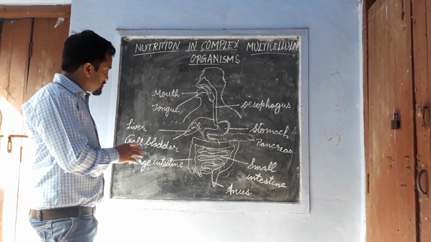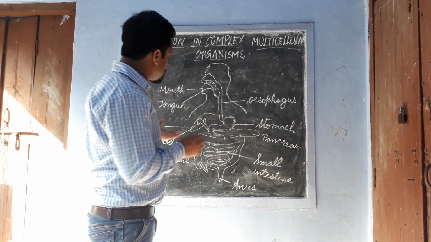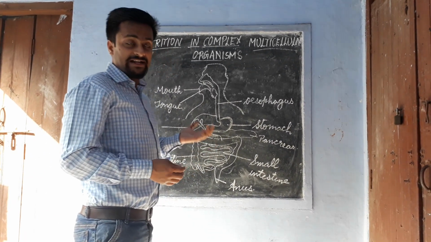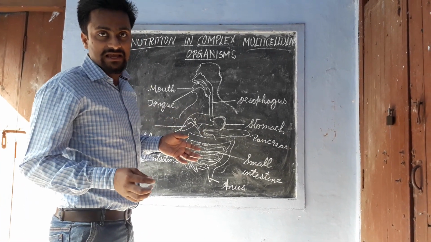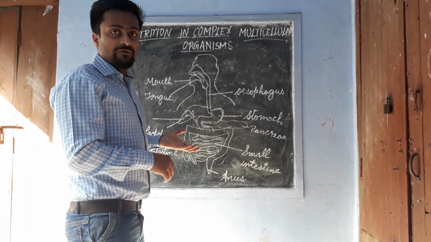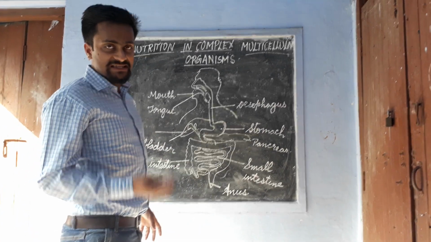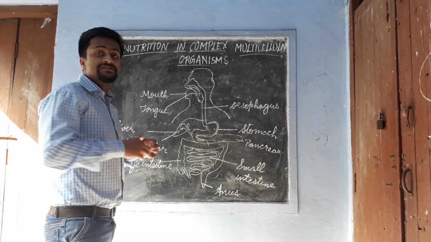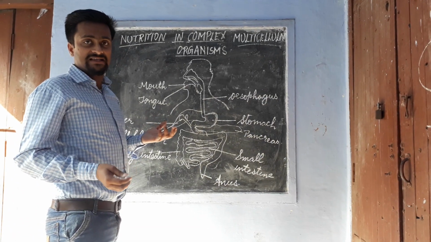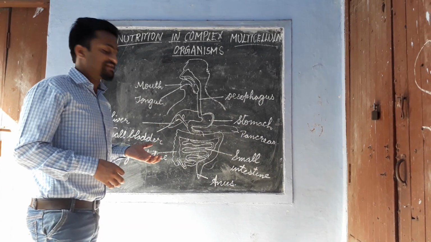Secondly, there is the trypsin enzyme. The trypsin enzyme helps in the digestion of proteins, and these proteins are broken down into amino acids. And third is the lipase. The lipase enzyme helps in the emulsification of fats, and fats are further converted into fatty acids.